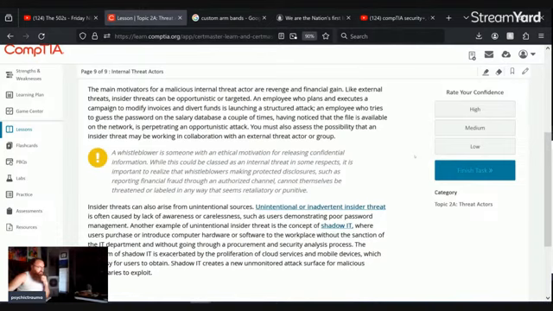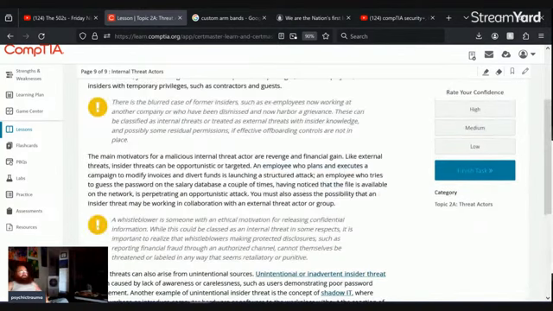Insider threats can also arise from unintentional sources. Unintentional or inadvertent insider threat is often caused by lack of awareness or carelessness, such as users demonstrating poor password management. Another example of unintentional insider threat is the concept of shadow IT, where users purchase or introduce computer hardware or software to the workplace without the sanction of the IT department and without going through a procurement and security analysis process. The problem with shadow IT is exacerbated by the proliferation of cloud services and mobile devices, which are easy for users to obtain. Shadow IT creates a new unmonitored attack surface for malicious adversaries to exploit.